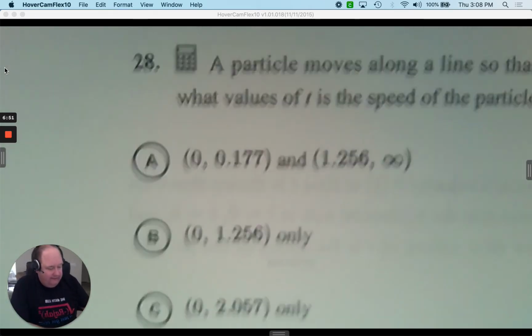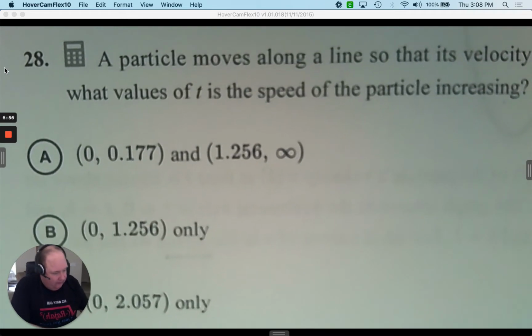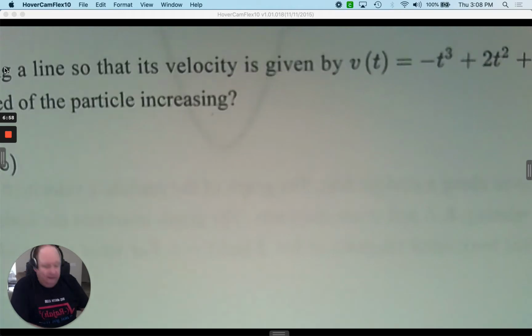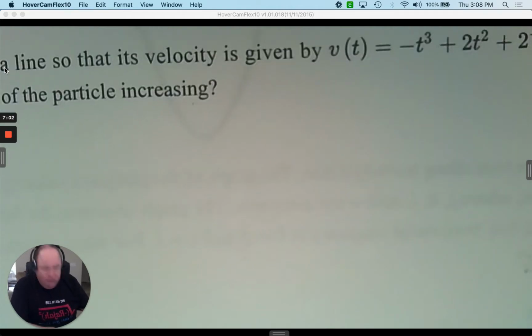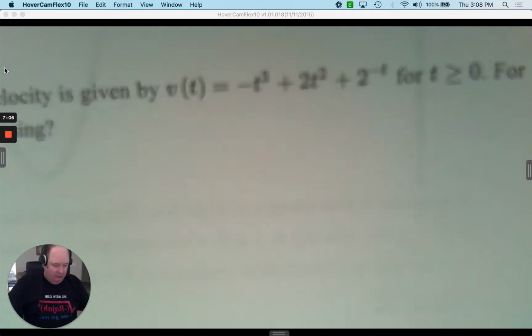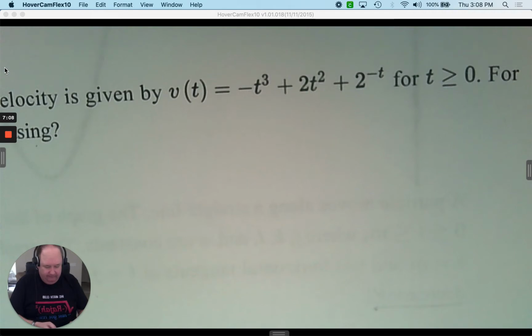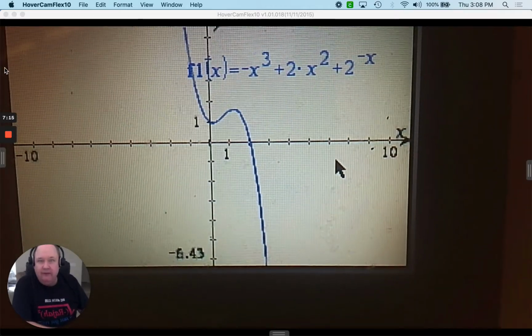Number 28. In number 28, a particle moves along a line, and you have a velocity, and what you're looking for is for what values of t is the speed increasing. So I'm going to graph that for number 28. I think I might have already done it. So that's what the graph looks like. You can type it in and see the graph.